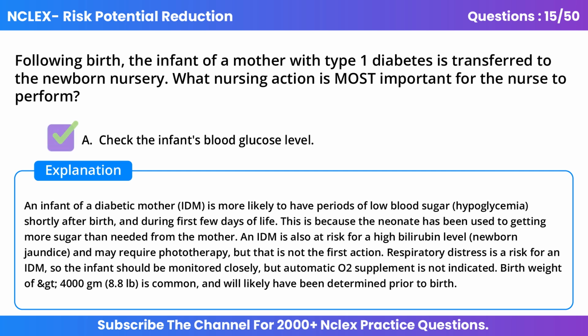An IDM is also at risk for a high bilirubin level, newborn jaundice, and may require phototherapy, but that is not the first action. Respiratory distress is a risk for an IDM, so the infant should be monitored closely, but automatic O2 supplement is not indicated. Birth weight of 4000 gm, 8.8 pounds, is common, and will likely have been determined prior to birth.